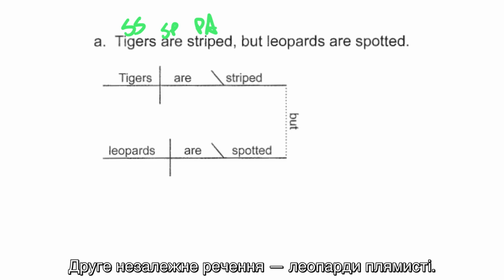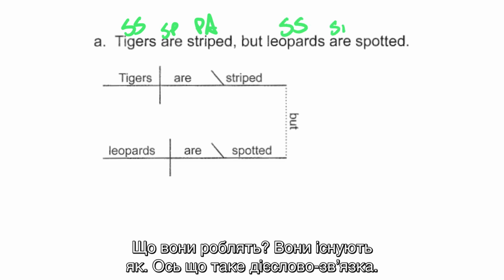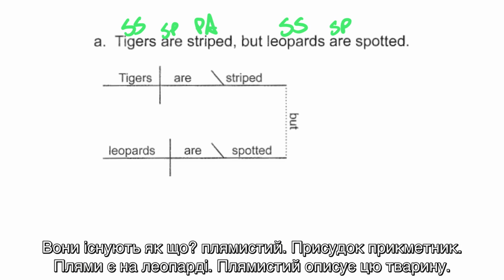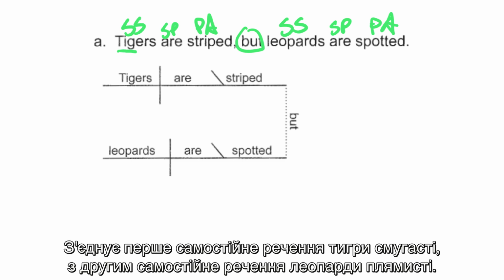The second independent clause is leopards are spotted. Who or what is this about? It's about leopards. What do they do? They exist as. That's what the are is, the linking verb are. They exist as what? Spotted, predicate adjective. The spots are on the leopard. Spotted is describing that animal. The word but connects two things. What does it connect? It connects the first independent clause, tigers are striped, with the second independent clause, leopards are spotted.